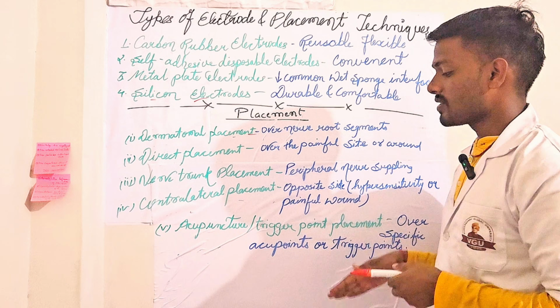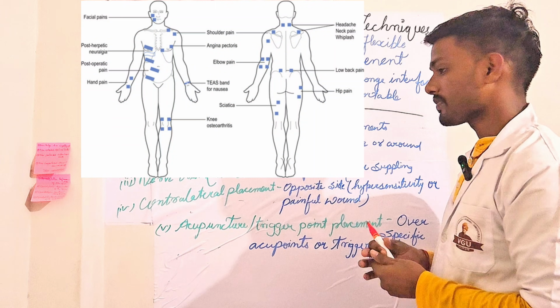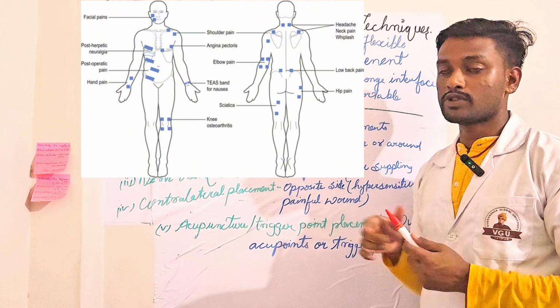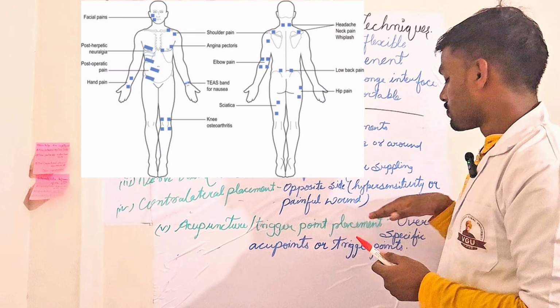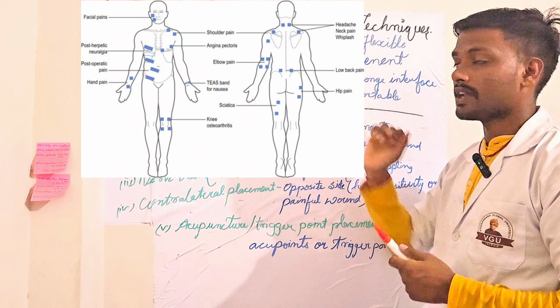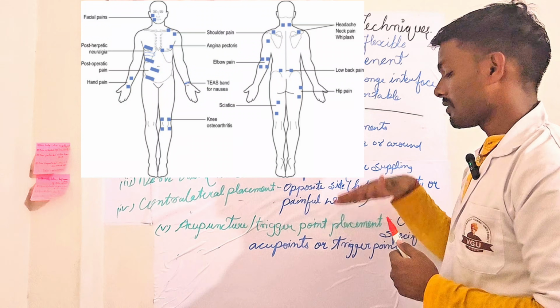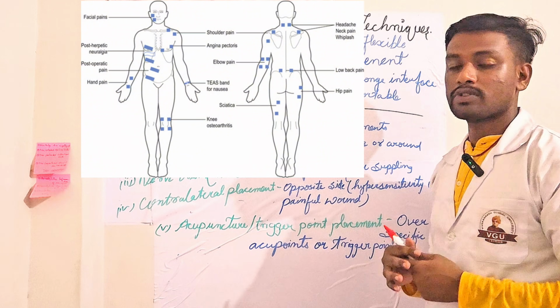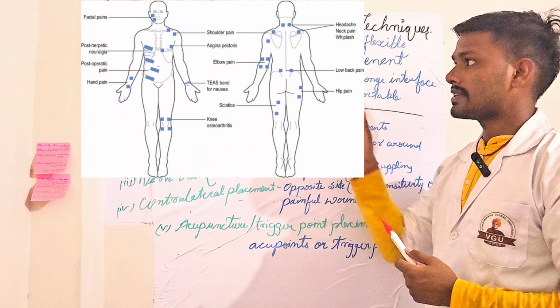Last one is the acupuncture trigger point placement. A patient may have a muscle knot or trigger point over the dermatomal or any kind of region. Over the specific acupuncture point or acupoint, we can apply any kind of 4 electrode plates. That will easily reduce the pain in the trigger points. So that is the placement of the electrodes, and there are the types of electrodes.